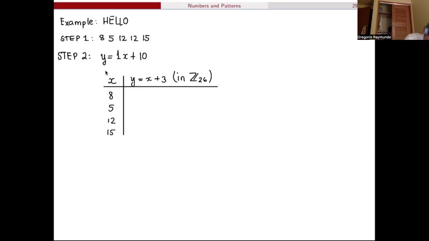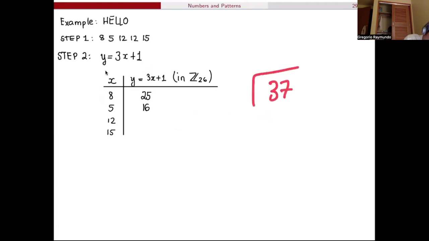Okay. Or, para interesting, 3x plus 1. Ayan. Okay. 3x plus 1. So, 3 times 8, 24, plus 1, 25. So ito ay 25. 5 times 3, 15, plus 1, 16. 12 times 3, 12, 24, 36, 37.